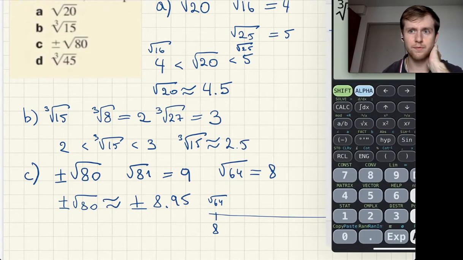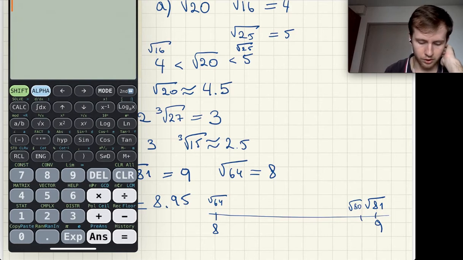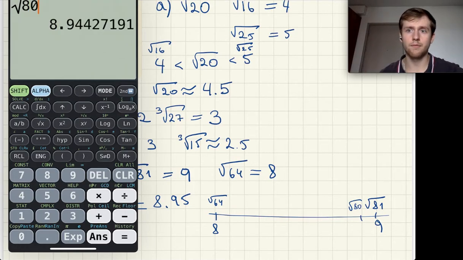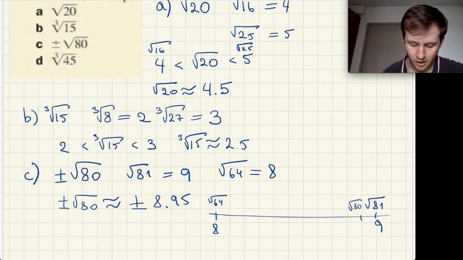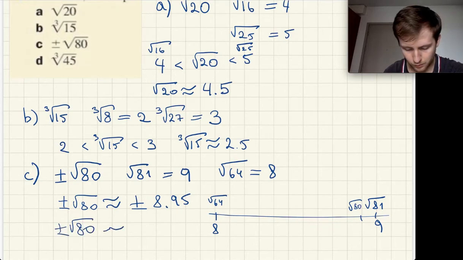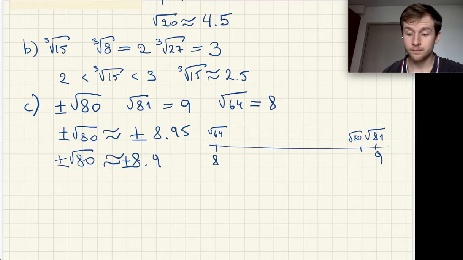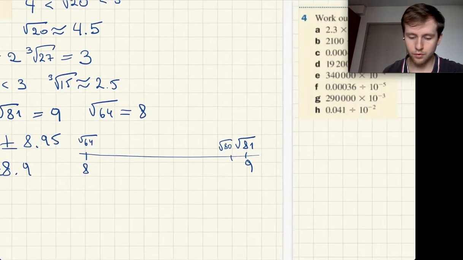So it's like 8.95. We can try this on a calculator. 80. Yeah, 8.95. But we need it to 1 dp, so you can write 8.9. So it's approximately equal to plus minus, don't forget, plus minus 8.9. Okay, and let's go to our next one.